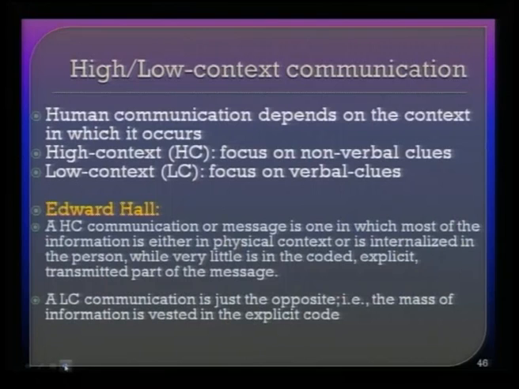Whereas, a low context communication is just the opposite, that is, the mass of information is vested in the explicit code. Everything is incorporated in the form of words, in the form of verbal communication. So, that is low context communication, and the basic difference you can understand between these two is, as I said at the beginning, the high context focuses more on non-verbal and the low context thrives on verbal aspect of communication.